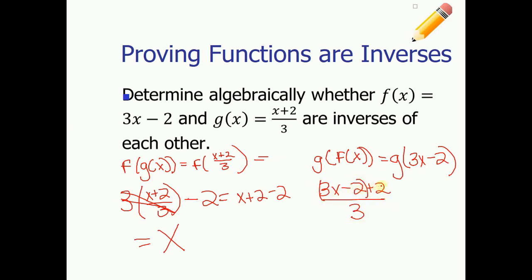This minus 2 and that plus 2 are going to cancel each other off and make 0. So I'm going to get 3x over 3. The 3's are going to cancel off, and you're left with just good old x. Notice, guys, how both the compositions turned into just plain old x. So what are these? They are, in fact, inverses of one another.